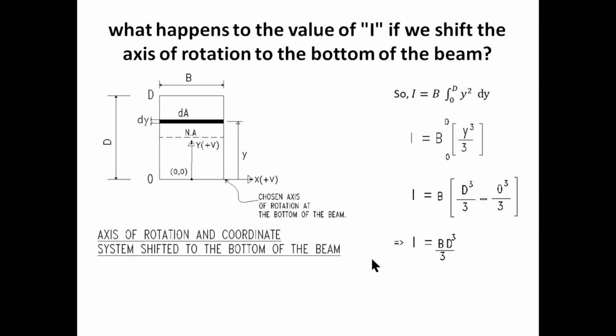As we could see here, bd cubed over 3 is 4 times greater than bd cubed over 12. So we can conclude that for a rectangular beam with transverse loading, the best location for the axis of rotation is through the neutral axis, which passes through the centroid of the beam. So yeah, this is where we derived the famous formula of bd cubed over 12, and we also learnt how to use the integration of y squared dA to work out the second moment of area.